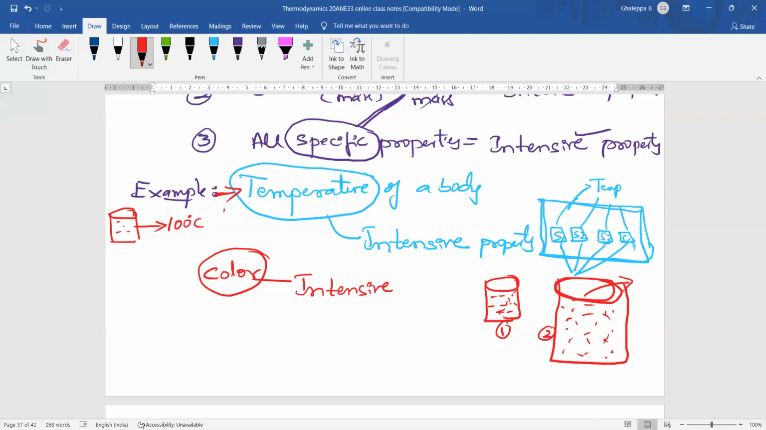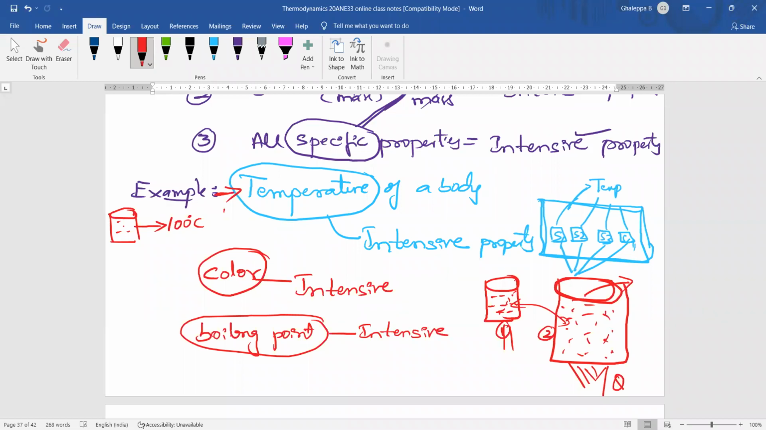Maybe the amount of heat required is more for the tank. The tank water may require more heat than the glass, but both the water in the tank as well as the glass will always boil at 100 degrees Celsius. So temperature is independent of mass, so it is an intensive property. Color is also an intensive property. One more point is boiling point. Boiling point is also an intensive property.